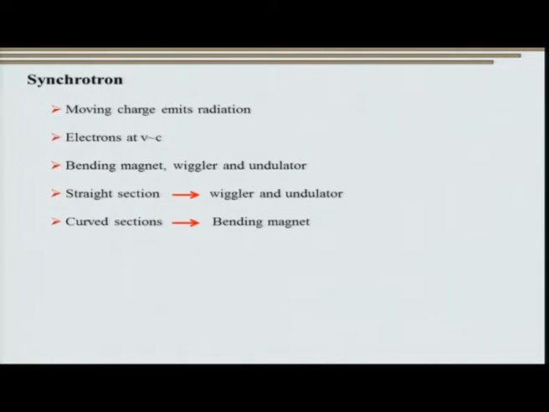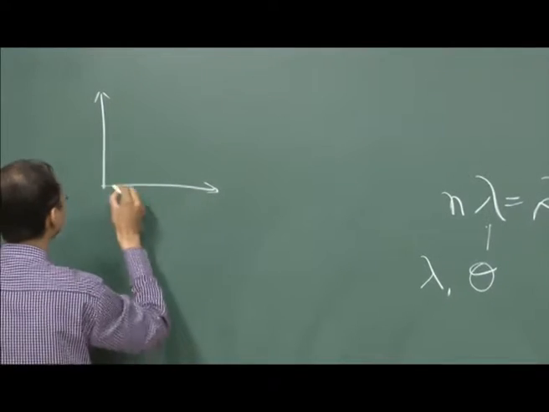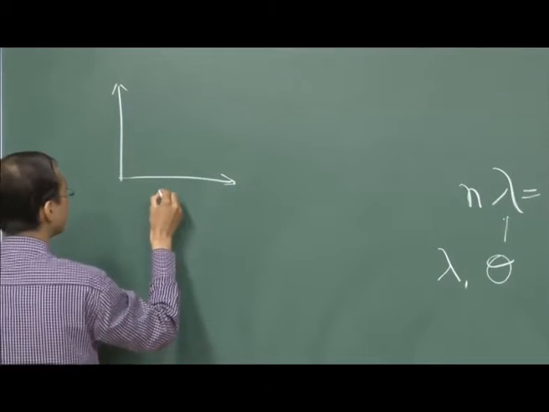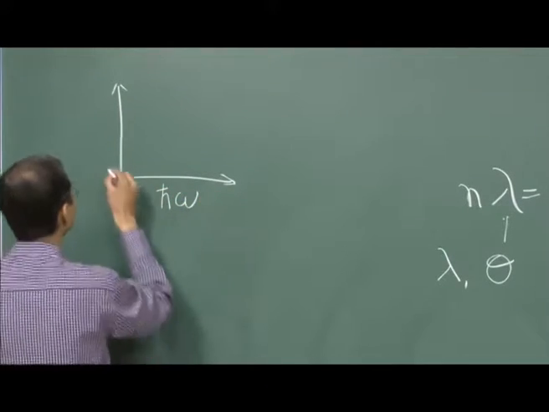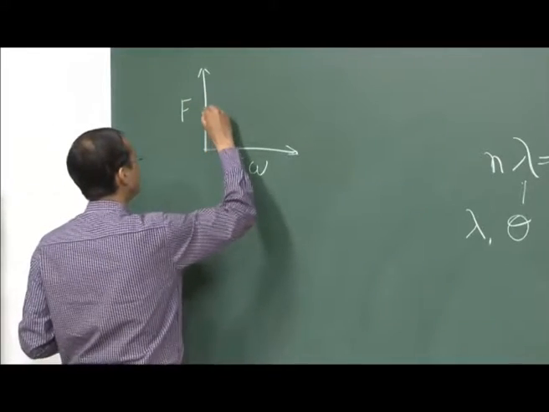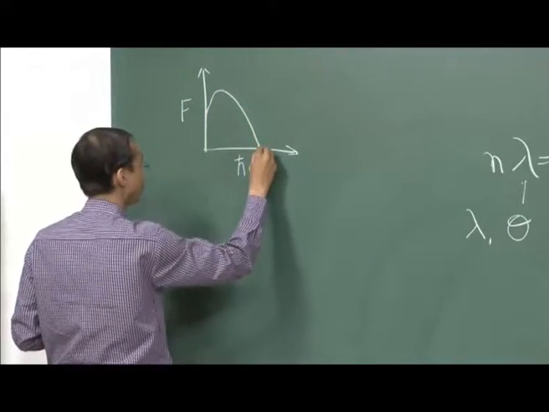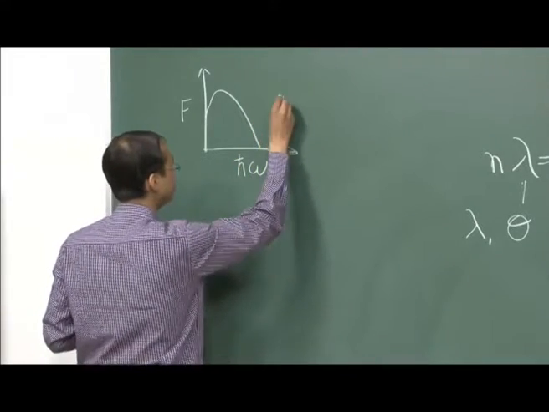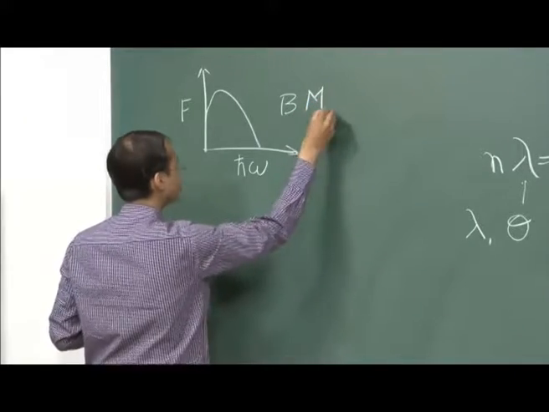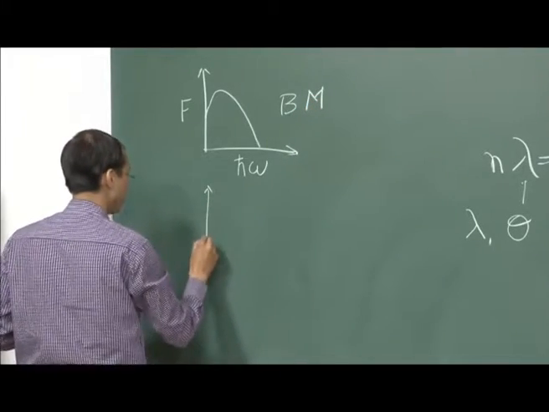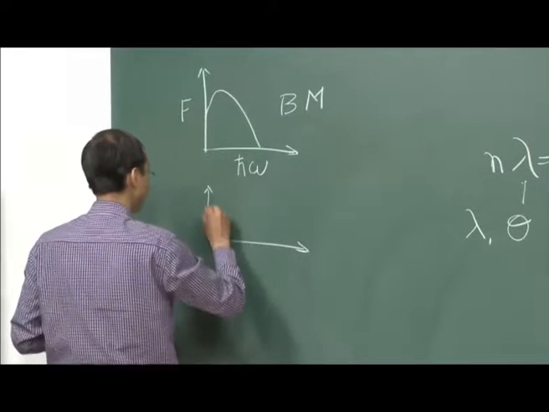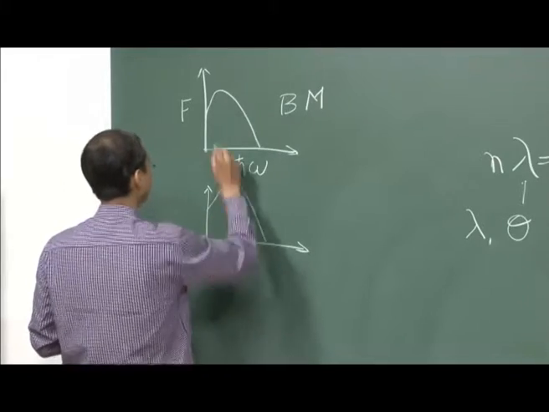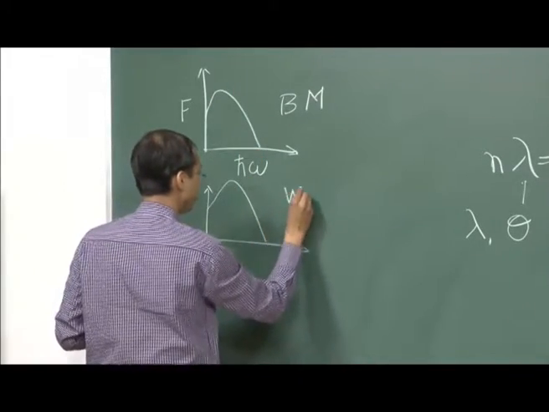If you look at the bending magnet, say h omega versus the fraction, this is how we get the distribution of energy for what is known as a bending magnet. When we go to a wiggler, with the axes the same, we get something like this. So, this is just slightly shifted. This is my wiggler.